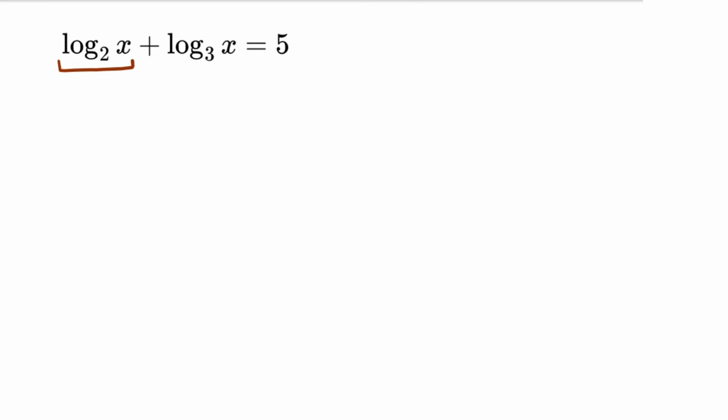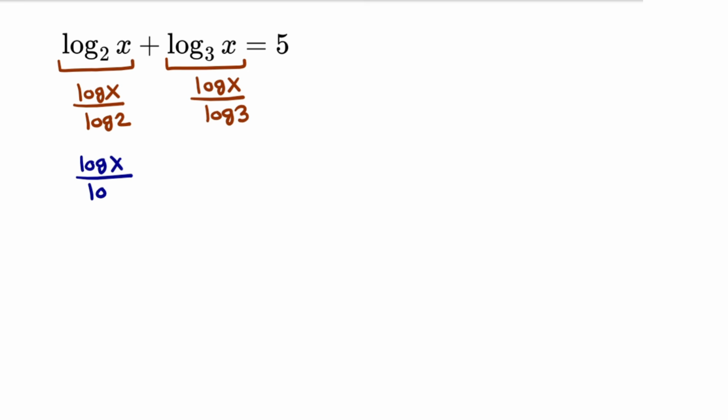Log base 2 of x becomes log x over log 2. And log base 3 of x becomes log x over log 3. So the equation transforms into log x over log 2 plus log x over log 3 equals 5.